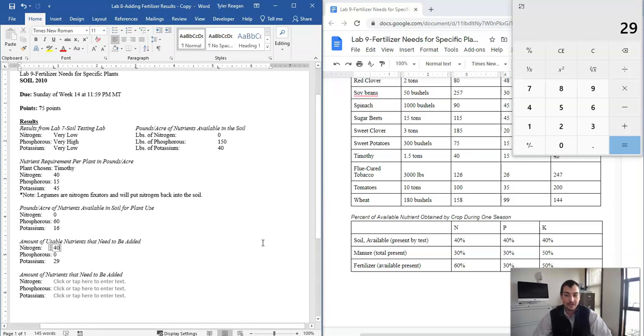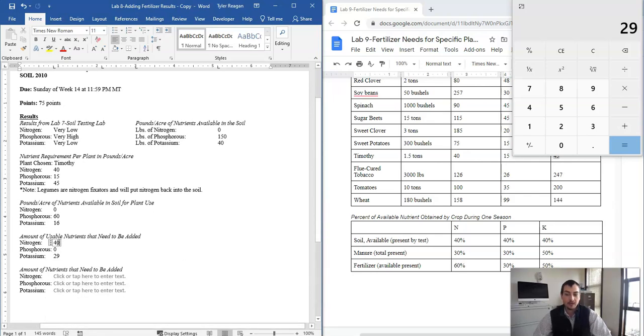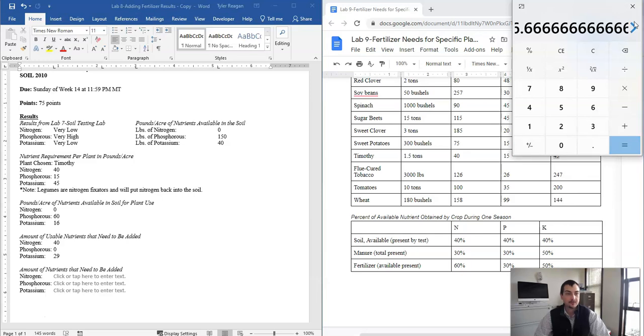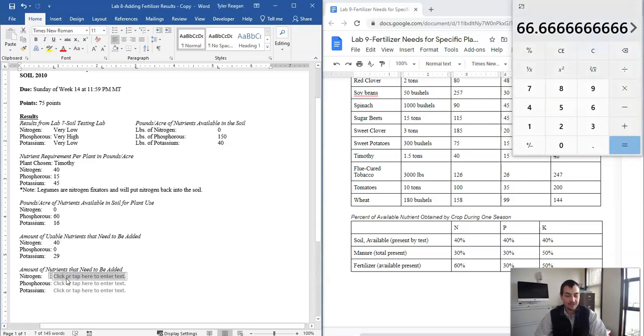So how do we calculate that? We take the amount of usable nutrients that need to be added to the soil, and we divide it by this percentage right here to get to the full amount. So we're going to take 40 divided by 0.6. And that's just a continuous number there. So it says we're going to need to add about 66.67 pounds of nitrogen.